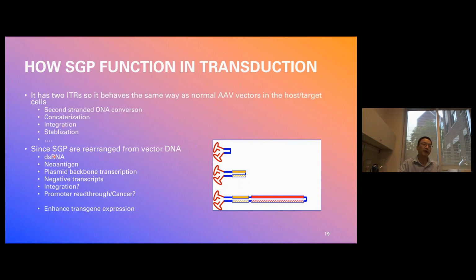So it will probably help generate double-strand RNA, it will help form the neoantigen, and it will lead to the plasmid backbone transcription, and it will lead to the negative transcripts, and it will also undergo integration. Because for a lot of integration studies, we have found that in most situations we don't recover the full integrants. So a lot of times it looks like we have subgenomic particle integration. And potentially, we will have promoter read-through, and this probably will lead to cancer as well. So those are all negative aspects of these subgenomic particles.